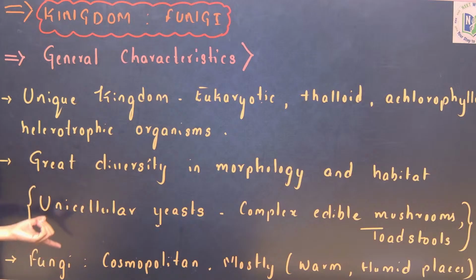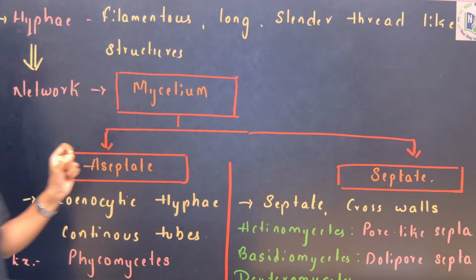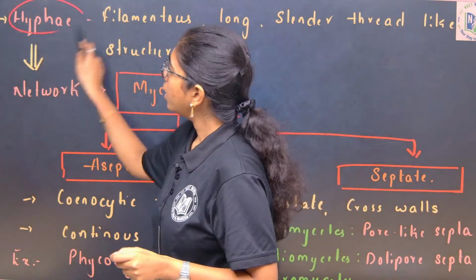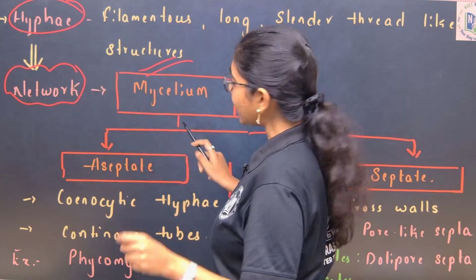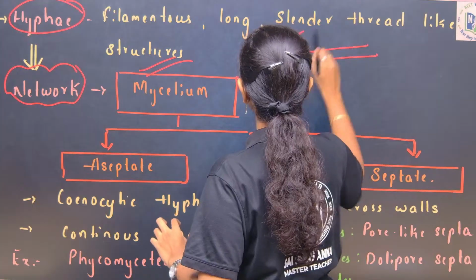Clear with the general characters? Let us continue with a few more. Fungi will have slender thread-like structures. Those are called as hyphae. The network of the hyphae is called as what? Mycelium. Mycelium is again of two types, if at all septa is present amongst them or not.